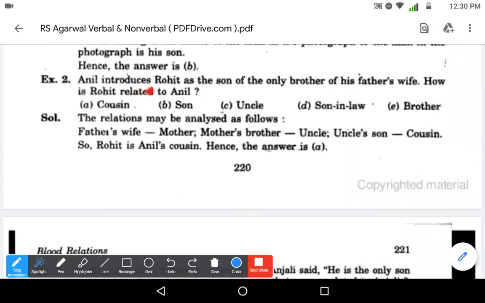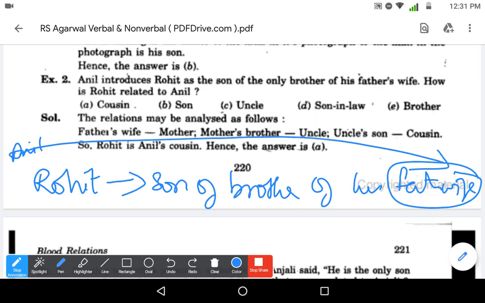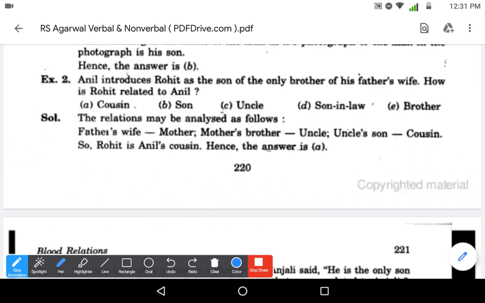Anil introduces Rohit as the son of the only brother of his father's wife. How is Rohit related to Anil? Okay, let's write down. Always writing down is best when it comes to logical reasoning. So here Anil is introducing Rohit. So Rohit is the main person. Rohit as son of brother of his father's wife. So, father's wife. Whose father's wife? Anil's father's wife is nothing but Anil's mother. Let us write like this. So, father's wife is mother.